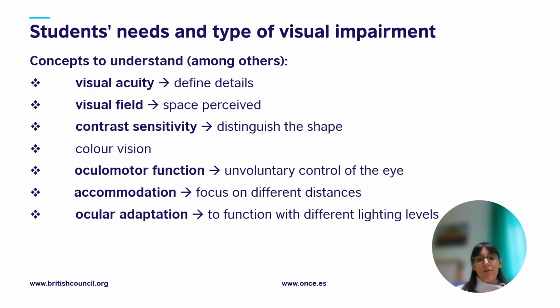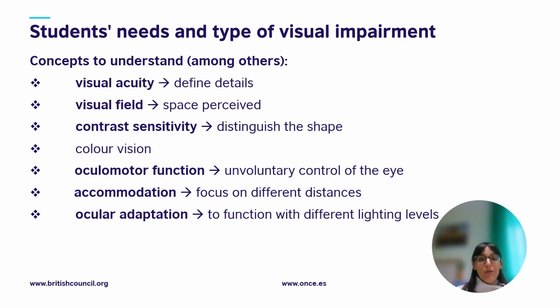Then we've got ocular function, which is the involuntary control of the eye. As I was saying in the previous one, there are a lot of visually impaired students who cannot control how their eyes move. And as you can imagine, this is something very uncomfortable when they try to read or focus on one specific object. We've got as well the concept of accommodation, which is the ability to focus on different distances.